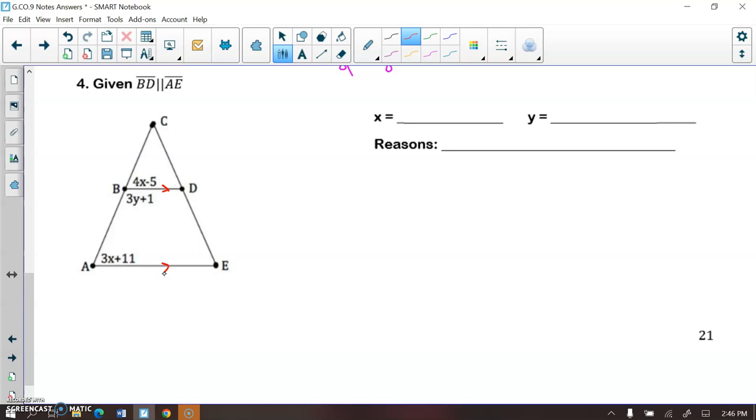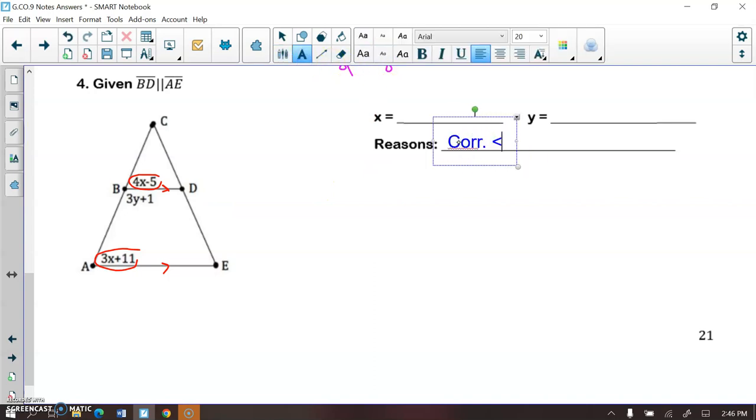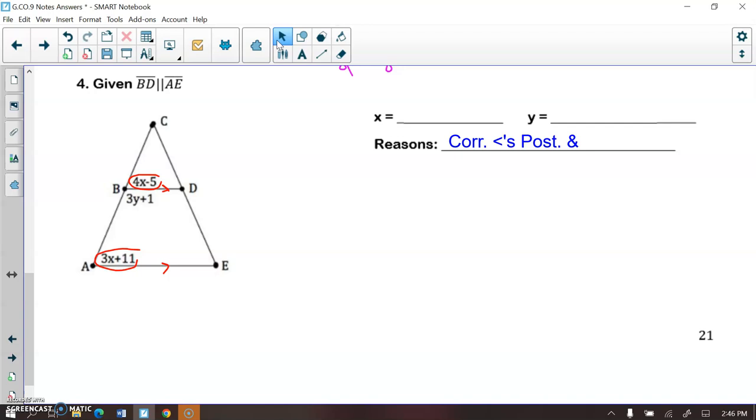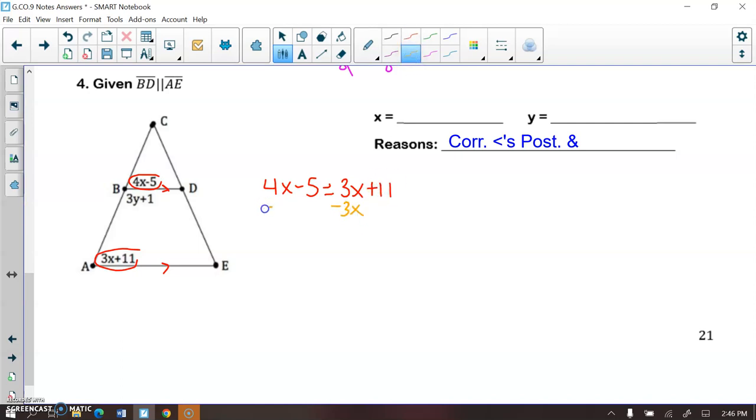We're going to find both x and y and state the reasons. So this 4x minus 5 and the 3x plus 11, those are corresponding angles. So by the corresponding angles postulate, we can set those equal to each other and solve for x. So let's do that right now. So you get x is 16. Now if I put 16 into the 4x minus 5, 4 times 16 minus 5 gives me a 59 degree angle.